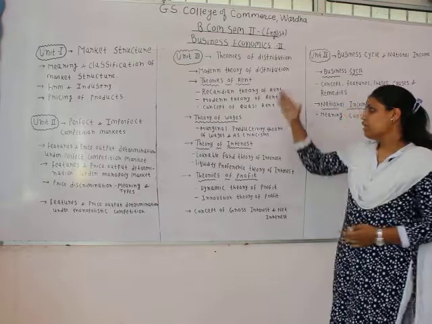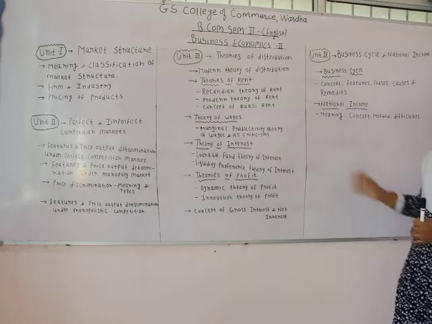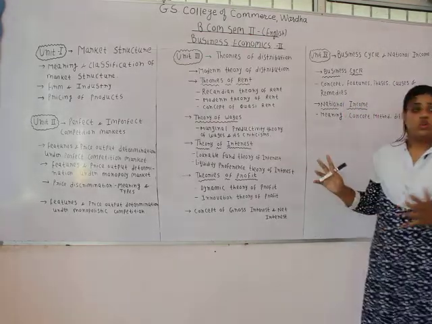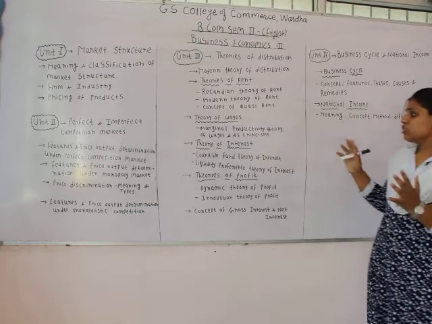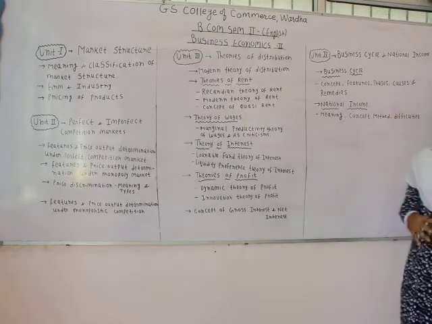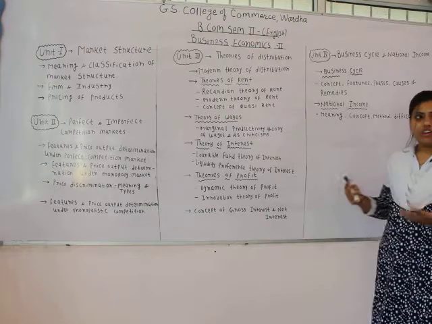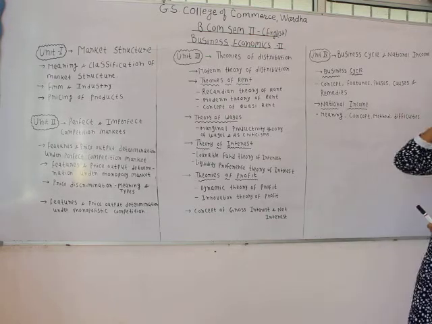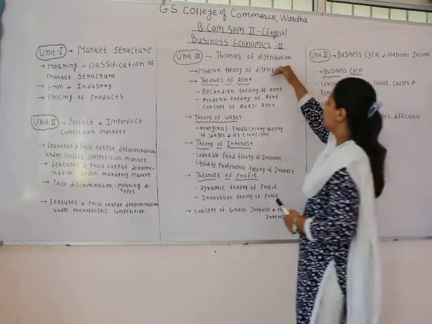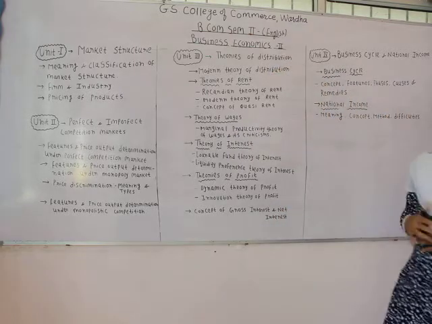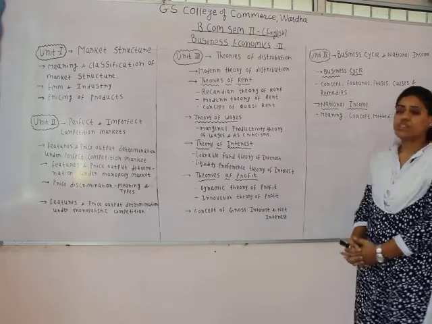Then we will start our third unit, which is associated with theories of distribution. So basically here we would see the theories of wages, theories of interest, theories of profit, and the theory of distribution. So the first chapter under this unit would be modern theory of distribution. Here we are going to see the modern theory of distribution.